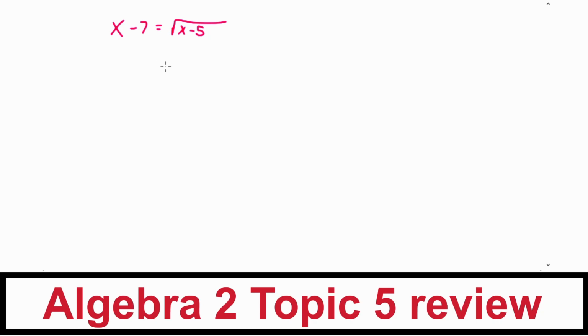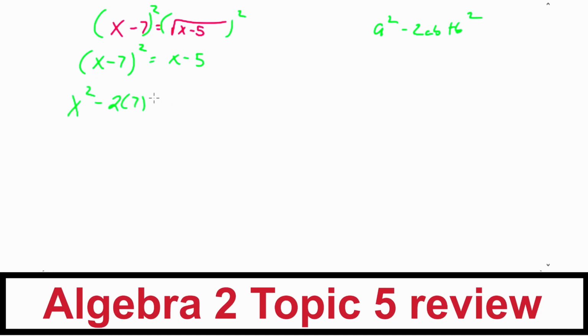x minus 5. This one's pretty straightforward. We're going to square both sides to get rid of our radical. And give me x minus 7 squared is equal to x minus 5. X minus 7 squared, we're still going to stick with this a squared minus 2ab plus b squared. To solve this, this is going to be a squared minus 2 times 7 times x, and then the plus b squared is plus 49 is equal to x minus 5.